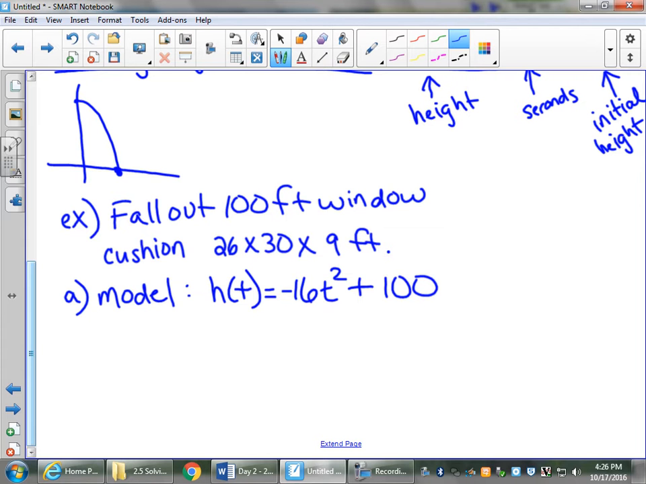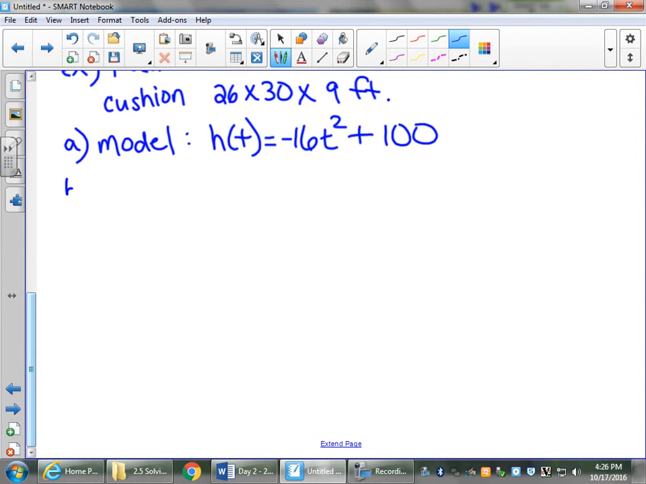So this model could now be used to answer any follow-up question, like how long did it take until he was halfway down, so he was 50 feet in the air? Or how many seconds did it take for him to reach a height of 80 feet? Or how many seconds until he reaches the ground? Or vice versa, if it's been 1 second, how high is he? So you can use this model to answer other questions. So for part B, I want to know how many seconds until he reaches the cushion.